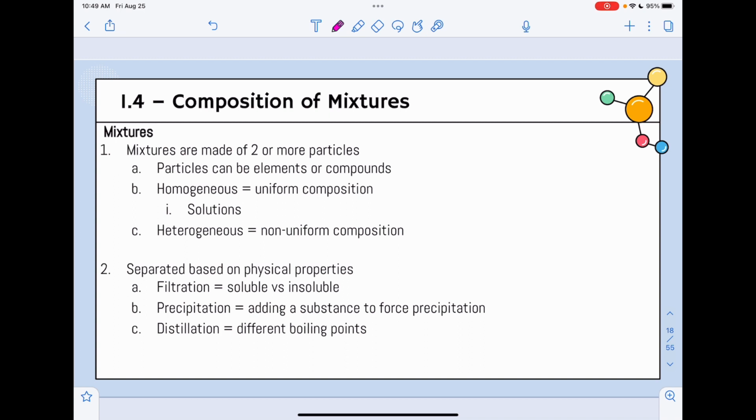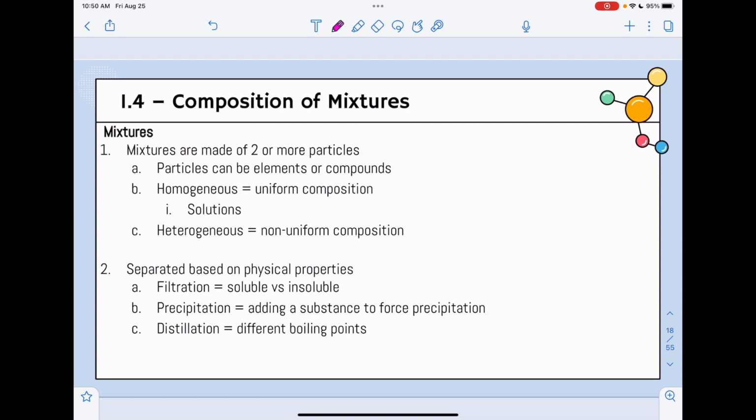We have 2 different types of mixtures, homogeneous and heterogeneous. Homogeneous mixtures have a uniform composition, so they're the same throughout. If you were to take a sample of that mixture at any point, it's going to be identical. Solutions are a really great example of this, where we have a solid dissolved in a liquid. Heterogeneous mixtures are where we have non-uniform composition. Sand, gravel, things like that would be great examples of non-uniform composition.